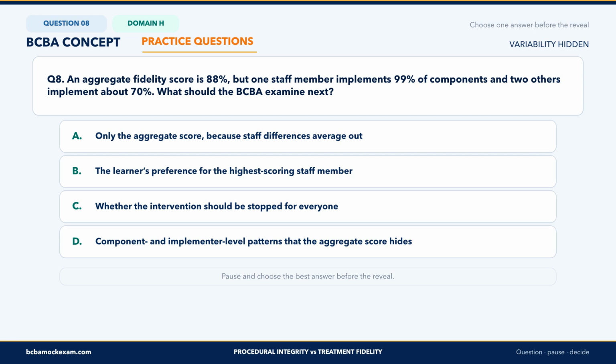Question 8. An aggregate fidelity score is 88%, but one staff member implements 99% of components and 2 others implement about 70%. What should the BCBA examine next? A. Only the aggregate score because staff differences average out. B. The learner's preference for the highest scoring staff member. C. Whether the intervention should be stopped for everyone. D. Component and implemental level patterns that the aggregate score hides. Choose the answer that the exact stem supports, not the one that sounds most familiar.